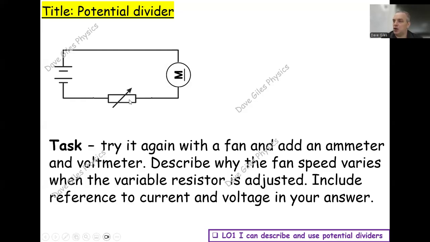Whereas when I make the variable resistor high resistance, I've got most of the voltage across the variable resistor. Also, when I make it high resistance, I've got less current, so those two things combine to make the motor spin quite slowly.